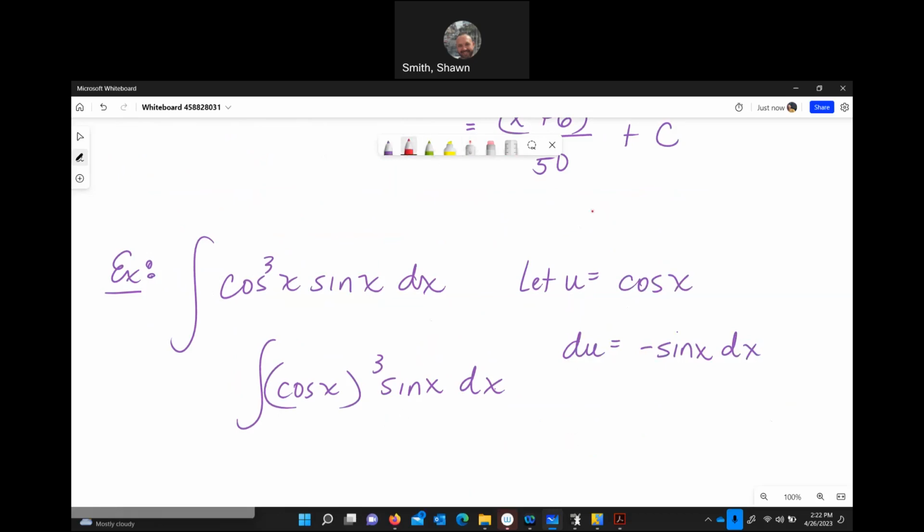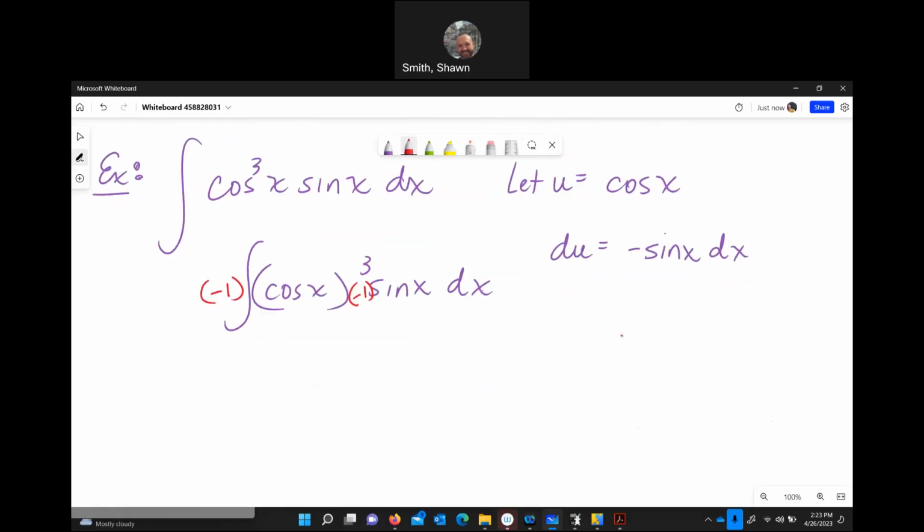So think about, this is nice when you have different colors. I can throw in a negative 1 right here, but to keep it equivalent, I need another negative 1 on the outside. You can put it on the inside too, but it's a constant, so it's coming out. Negative 1 times negative 1 is positive 1. That's the same equivalent integral, no problem. Now I have everything that I need. Here's my u, and there is my du.